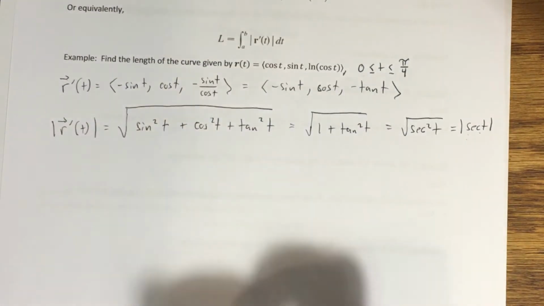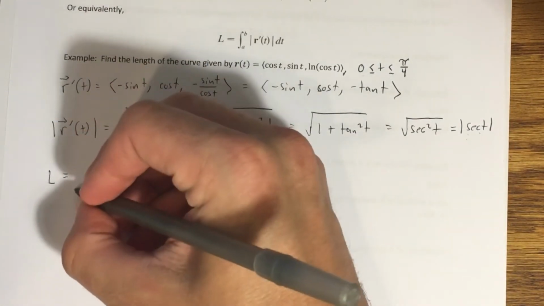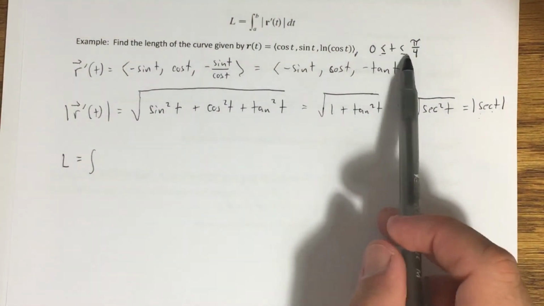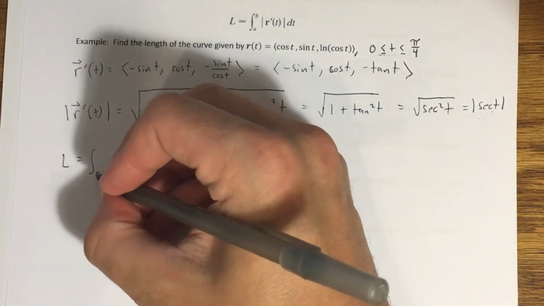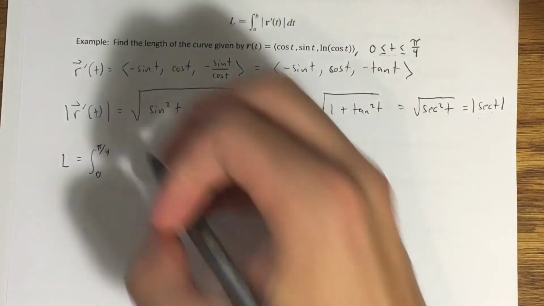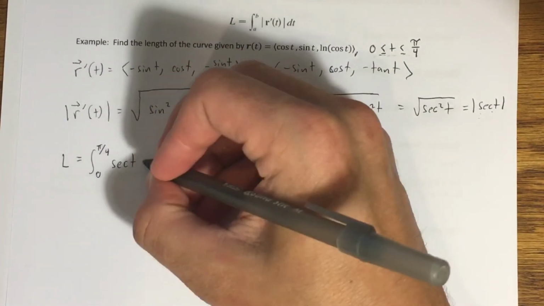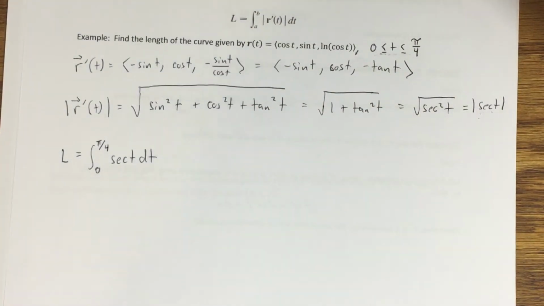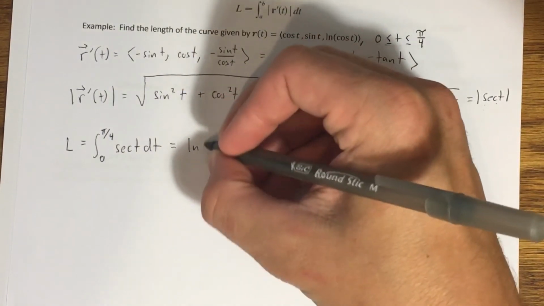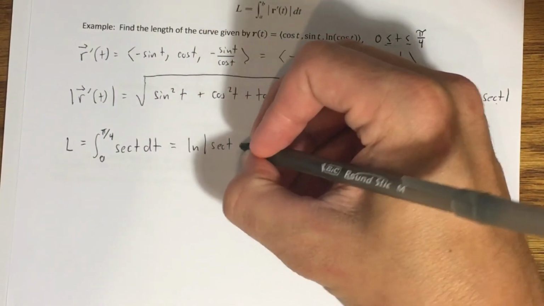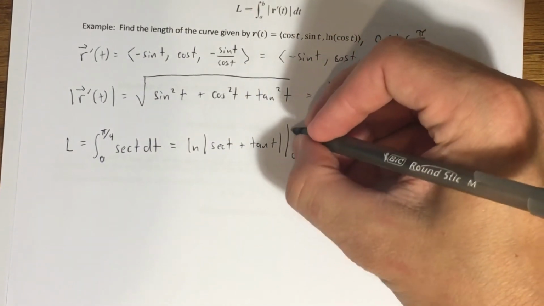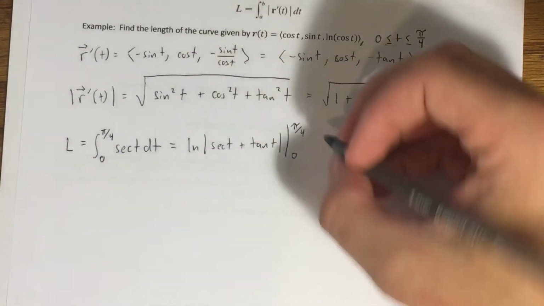So let's find our arc length now. L is going to equal the integral over, now remember the limits of integration are determined by this parameter interval right here, 0 to pi over 4. And like I said before, the absolute value here is no longer really necessary when we consider what the interval that we're integrating over is. Okay, the integral of secant of t is natural log, the absolute value of secant of t plus tangent of t, and we're running from 0 to pi over 4.